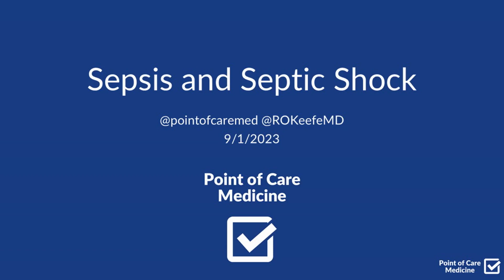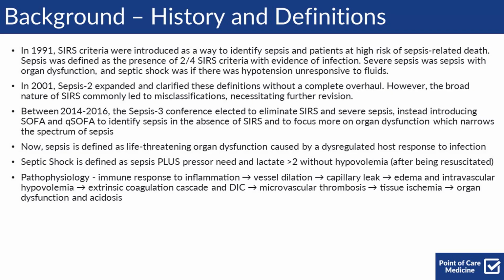Today's episode is on sepsis and septic shock. As a background, for some history and definitions, in 1991, the SIRS criteria were introduced as a way to identify sepsis and patients at high risk of sepsis-related death. Sepsis was defined as the presence of 2 out of 4 SIRS criteria with evidence of infection. Severe sepsis was sepsis with organ dysfunction, and septic shock was if there was hypotension unresponsive to fluids.